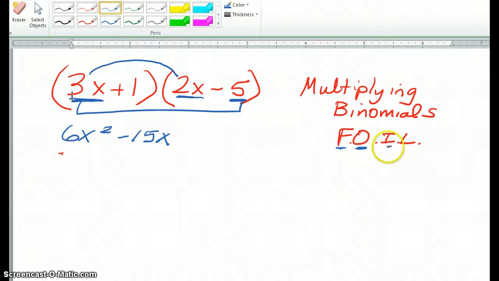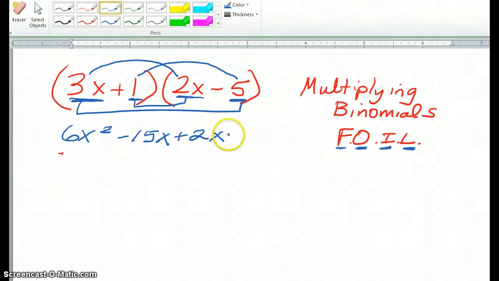Alright, so the next one is you gotta multiply the inner terms. That's what the I stands for. The inner terms are these terms right here, inside, right? So these are the two inner terms. So positive 1 times 2x is positive 2x. Alright, and then it says the last terms. So the last terms means the last terms in the binomial. So it would be this term, 1 and negative 5. So 1 times negative 5 is negative 5, clearly.